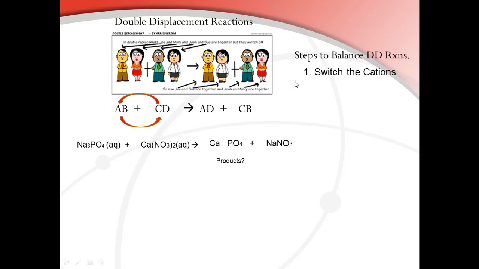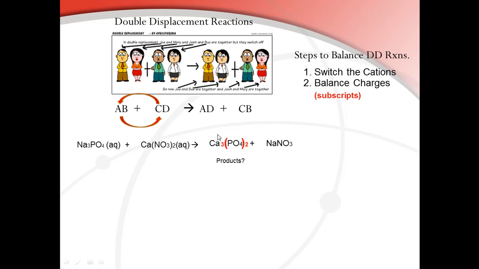The next question you ask is, what subscripts do I need? I need to balance the charges. Calcium is +2, phosphate is -3. Those charges are not balanced. Right? So we're going to need 3 calciums and 2 phosphates. Remember, that was a crossover business.